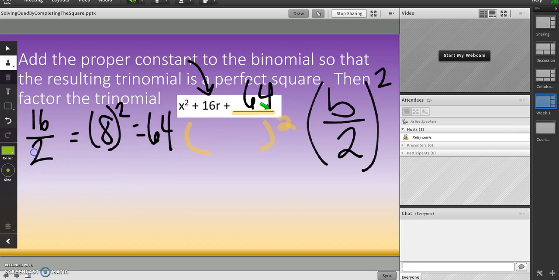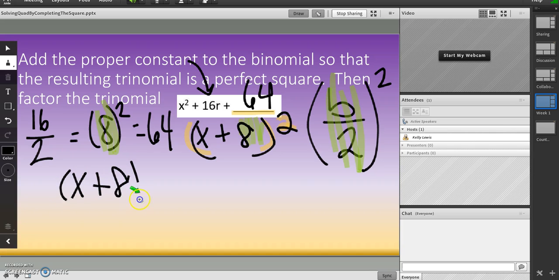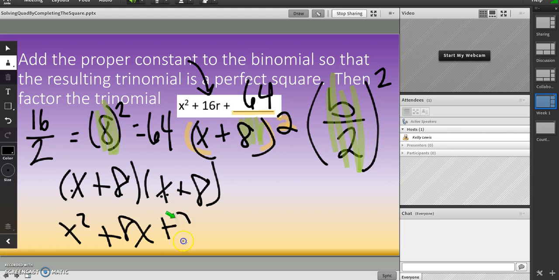So 64 is going to go right there. Then this, b over 2, that piece, goes right there. So we're going to write x plus 8 squared. If we take this x plus 8, I want to show you. X times x is x squared. X times 8 is 8x. 8 times x is 8x. 8 times 8 is 64. So it's x squared plus 16x plus 64. So it all comes out.